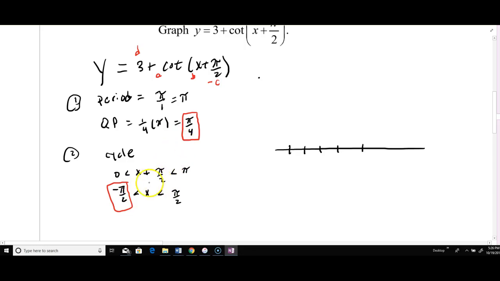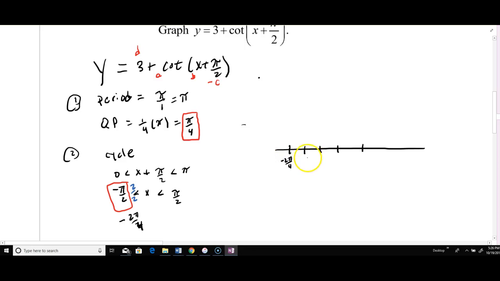So in this case, the LCD is 4, so we would multiply negative pi over 2 by 2 over 2. And if we do that, then that will change this to negative 2 pi over 4. Alright, so the starting point is negative 2 pi over 4.